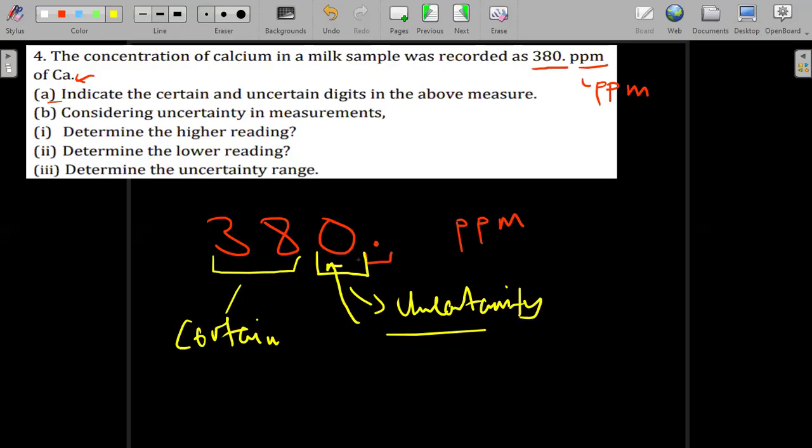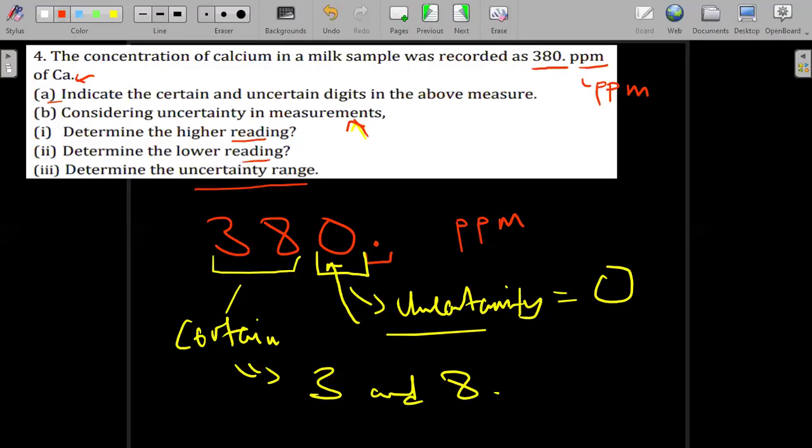Okay, so the uncertain digit here will just be 0. We're going to say the uncertain digit is 0, and then the certain digits will be the 3 and the 8. All right, so that's how we can answer the first part. And then number 2, on B, they're saying considering the uncertainty in measurements, determine the higher reading, the lower reading, and then the uncertainty range.